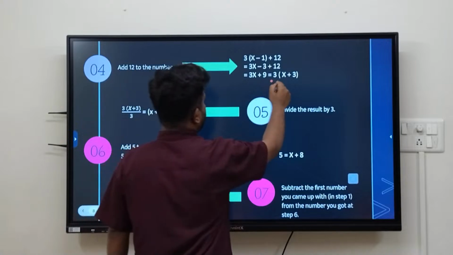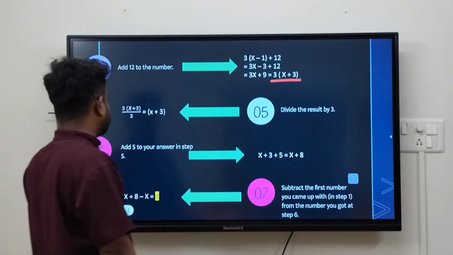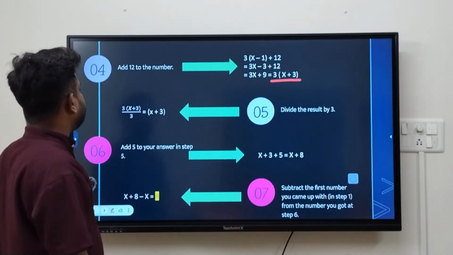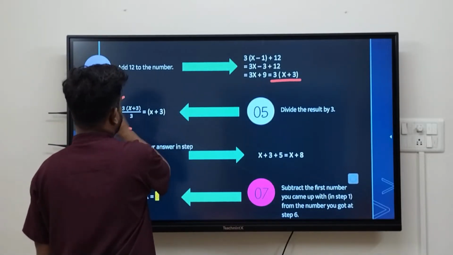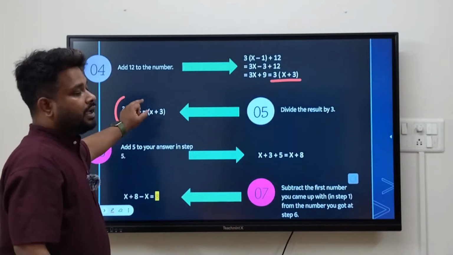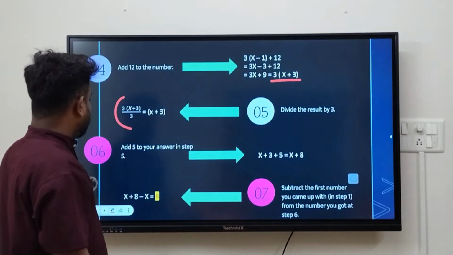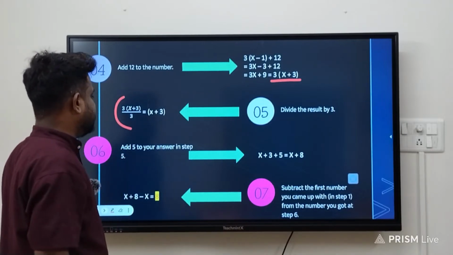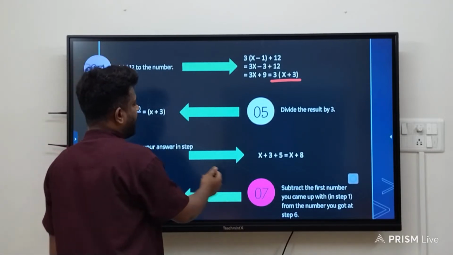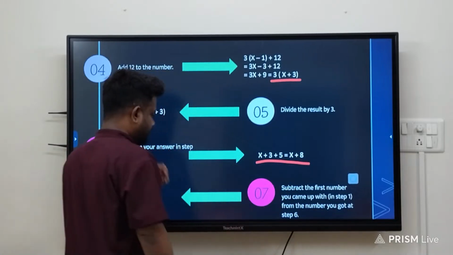So the answer will be 3 into x plus 3. Now divide the result by 3. If we divide like this, 3 and 3 will get eliminated and the answer will be x plus 3. Okay, in the last step, add 5 to your answer. If we add 5, then the expression will look like this.